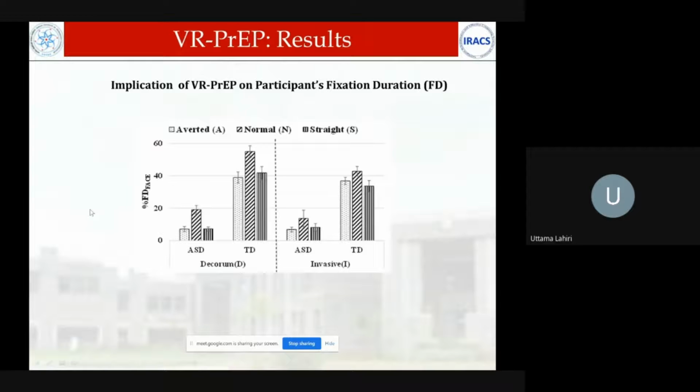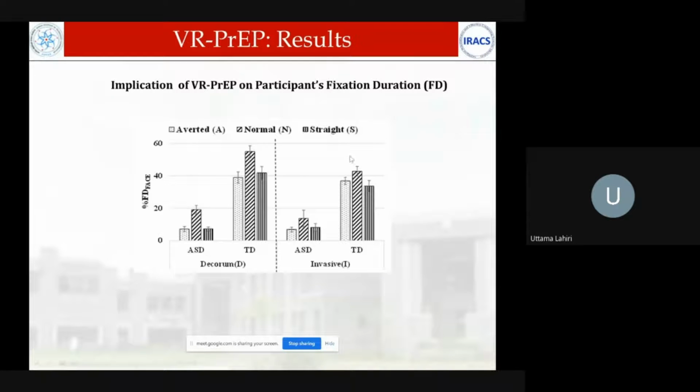We should look. So we could see that the percentage fixation duration, again, for typically developing children was more than the children with autism. However, again, the decorum and the normal gaze was giving the maximum performance for both the children with autism and the typically developing children. Of course, the values were less for invasive compared to the decorum. So you can see it is hardly 10%, around 10, 12% here. It is around 20% here, even for the children with autism.